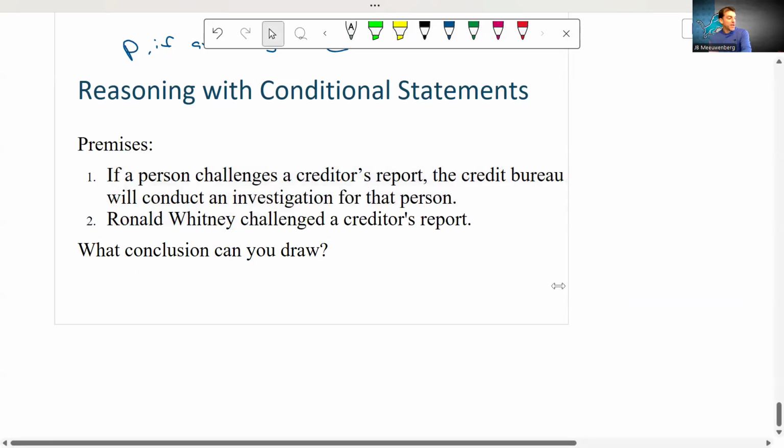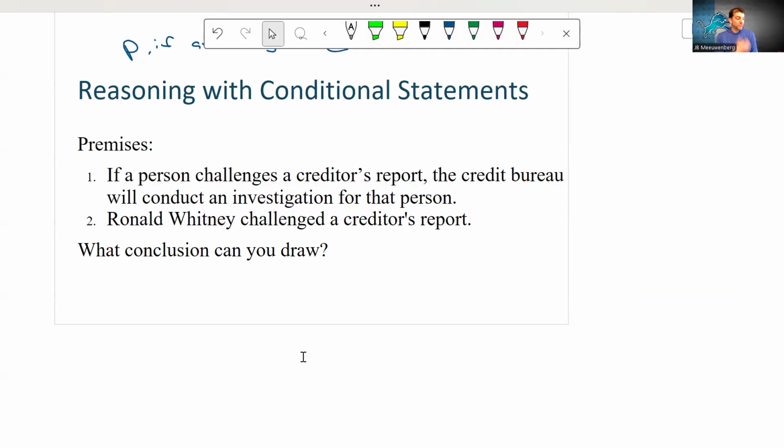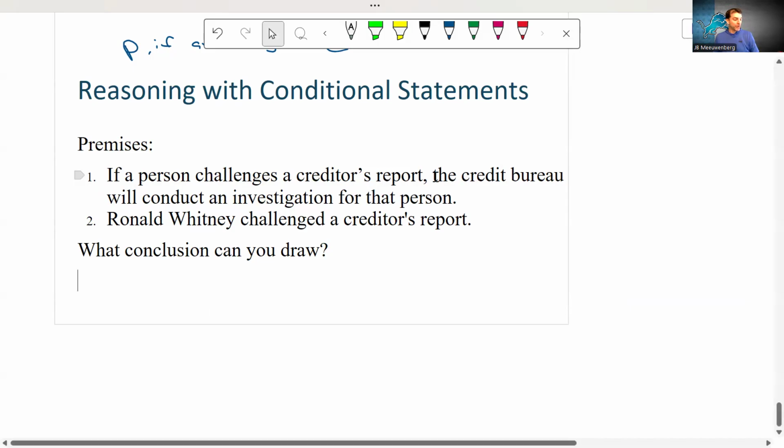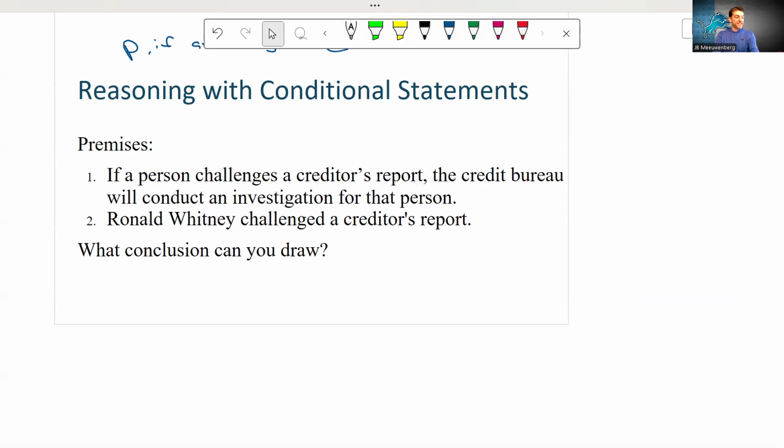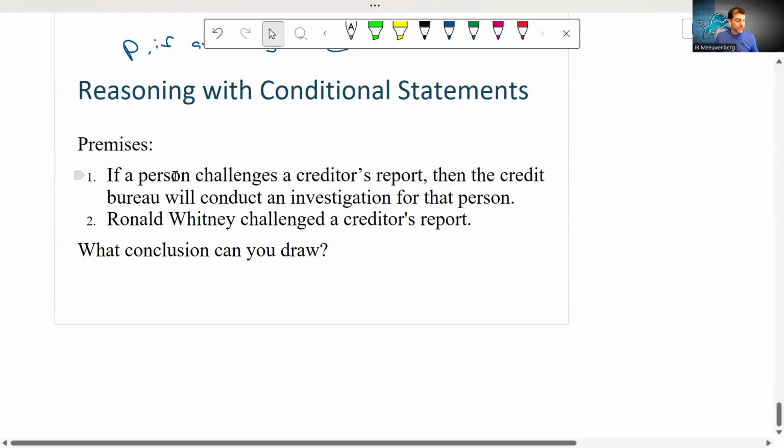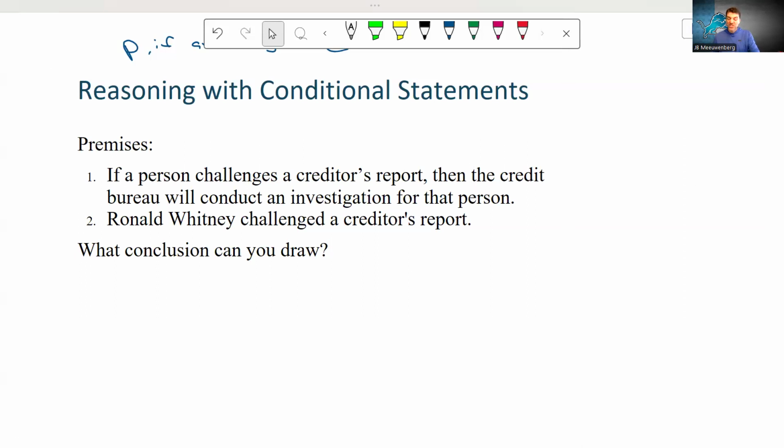Here it is. There are two premises. If a person challenges a creditor's report, then the credit bureau will conduct an investigation for that person. The second premise: Ronald Whitney challenged a creditor's report. So I'll leave you to stare at that for a moment. And what conclusion can you draw?